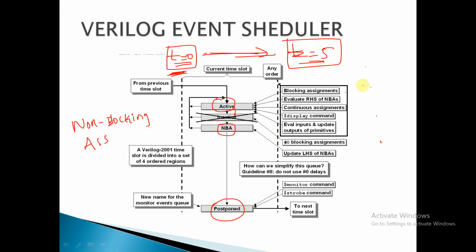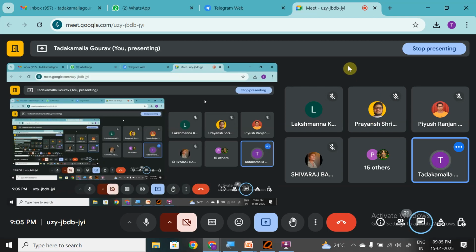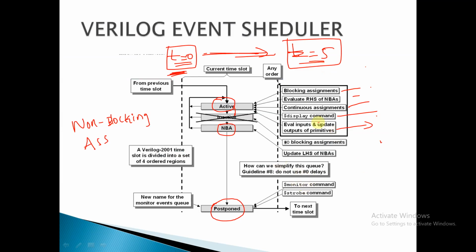Now, in the case of the active region, if you observe carefully, here they are written. In the active region, we have blocking assignments, evaluation of RHS of NBAs, continuous assignments, the dollar display command, evaluation of inputs and update of the outputs of primitives. Primitives, any idea? What is meant by primitives? Yes, all the gate level modeling we have seen. AND gate, OR gate, all those are our primitives. So evaluation of inputs and updation of outputs of primitives, all these tasks happen in the active region.